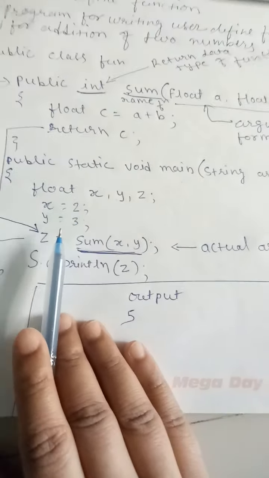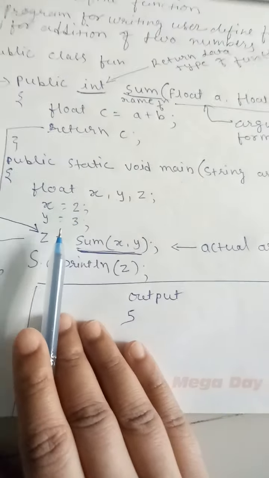Now you can see here I am not adding x, y into z. What I am doing, I am just calling the function. Yes, this part is known as the calling function. So to call the function, it's compulsory to write the name of the function. My function name is sum over here, you can see. And then after the argument which you are sending.